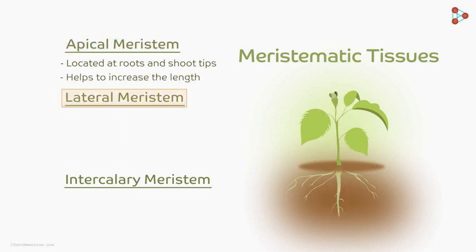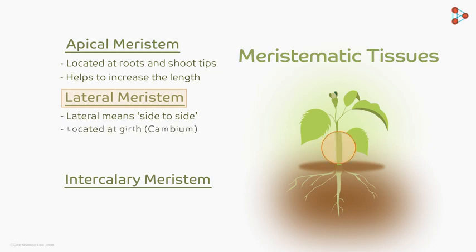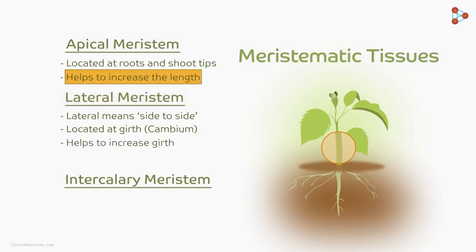What about the second one, lateral meristem? Do you know where it is found in the plant body? The word lateral means side to side, and this means the girth of the plant. The lateral meristematic tissue divides and increases the girth of the plant. Apical increases the length and lateral increases the girth. This girth of the plant is also known as the cambium of the plant.